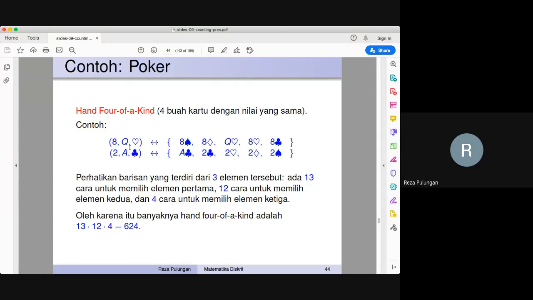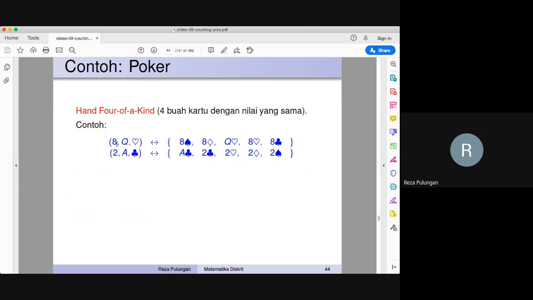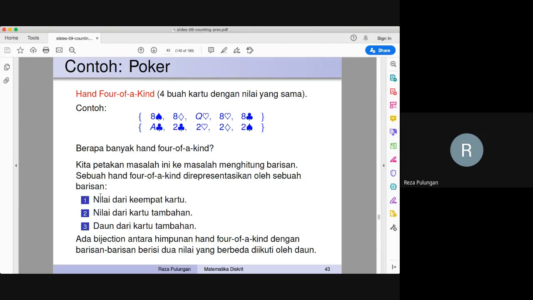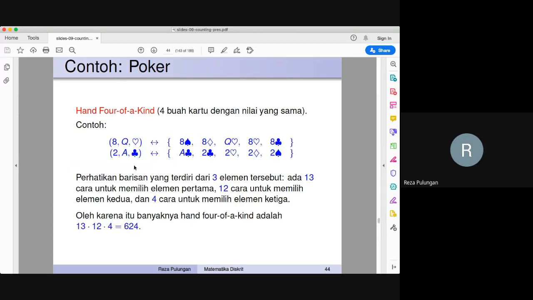How do we compute that? Well, take a look at this one. The first one, the kind of the four cards. Well, we have to select one kind out of 13. So that means that there are 13 possibilities here. What about this one? The kind of the additional card. Well, because we have already used one kind here, there are only 12 possibilities left.